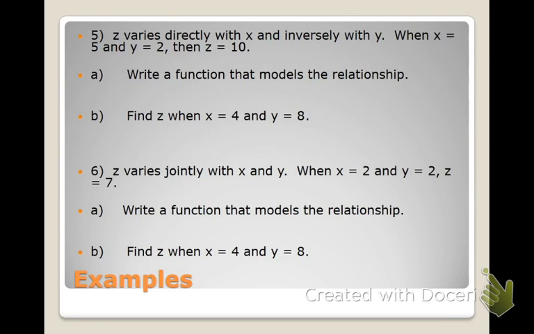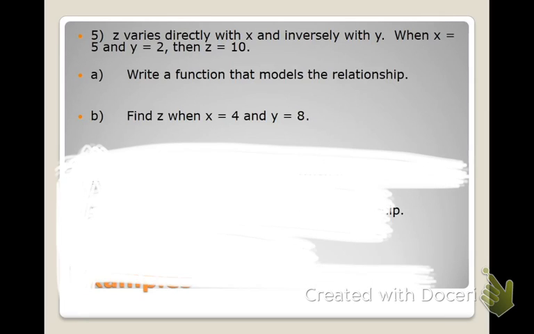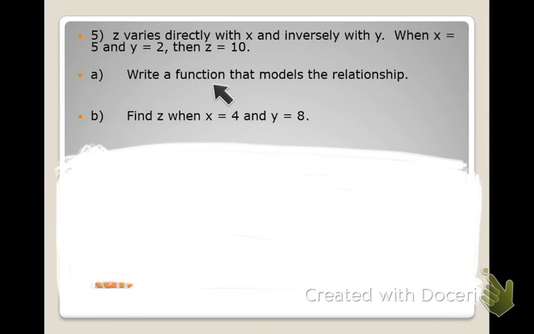Okay, we're going to focus on number 5, so I'm going to take 6 away for right now. Let's focus on just number 5. Z varies directly with X and inversely with Y. So I would just kind of stop right there and write a very general function that models it. Now we know that at some point we're going to have to find k. We always have to find k. But I would start with that first sentence, just very general.